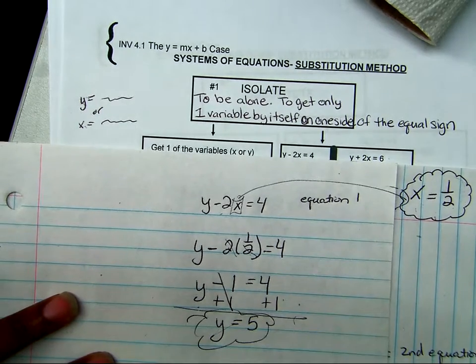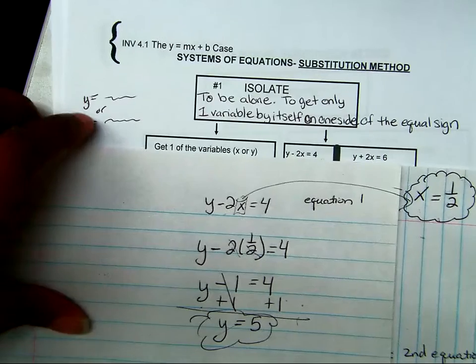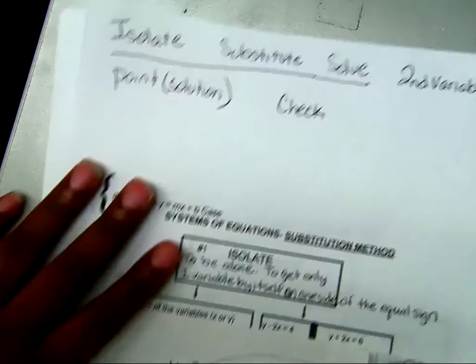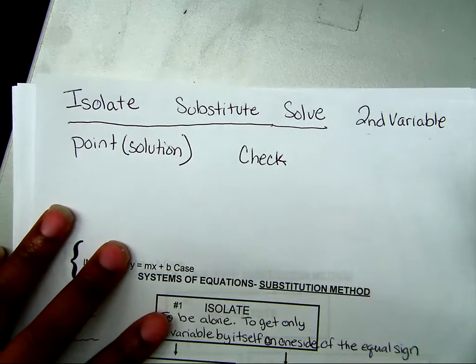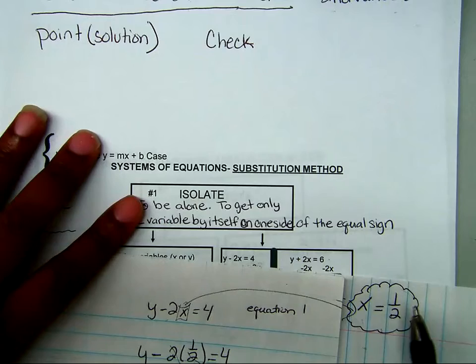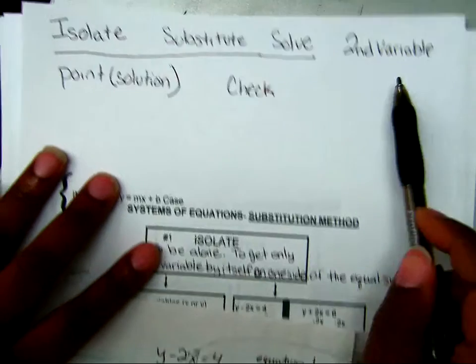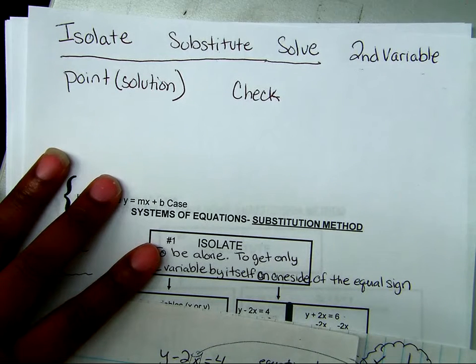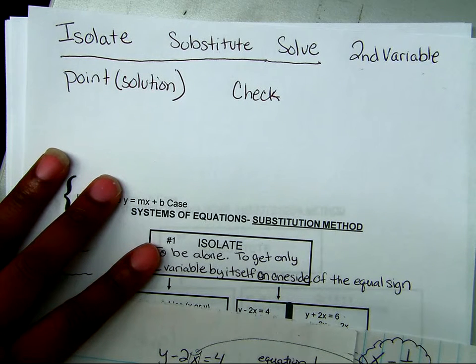So I've done step 1, which was isolate the variable. Step 2, which was substitute. Step 3, I solved. That's where I got my x equals 1/2. Then I did the same thing for the second variable. I didn't have to isolate it. I was fine without isolating it the second time. You can, but you don't have to. I substituted in x wherever x was. I solved, and I got 5.